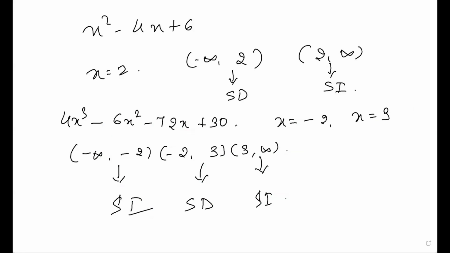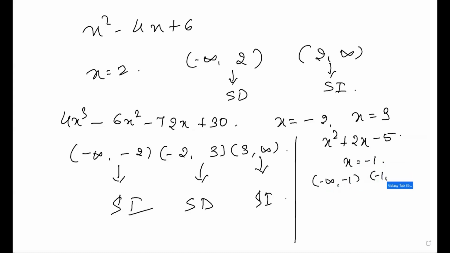Yes ma'am. And then which one had I given next? X square plus 2x minus 5. Yes ma'am. What root did you get? X equals -1. Correct? So you get minus infinity to -1 and -1 to infinity. Here this is decreasing, and here it will be strictly increasing. Correct? Yes ma'am.